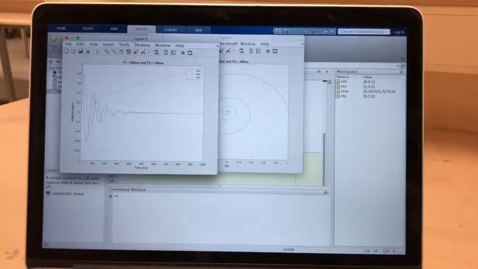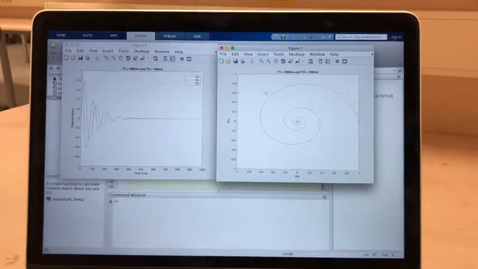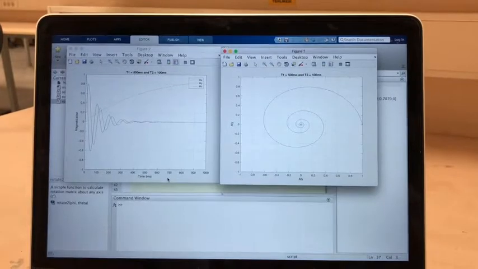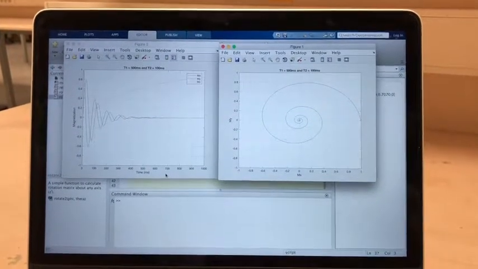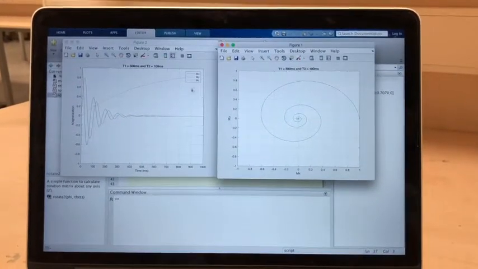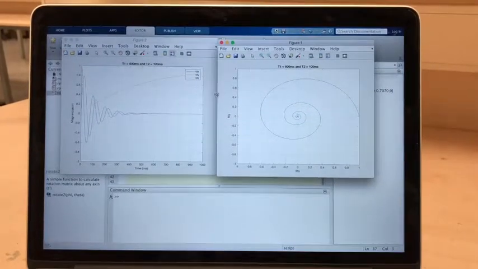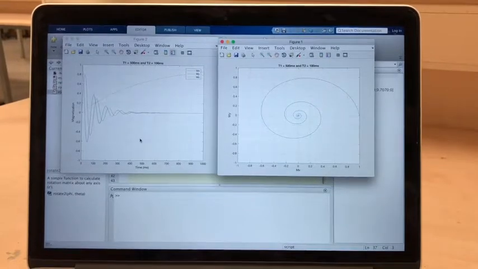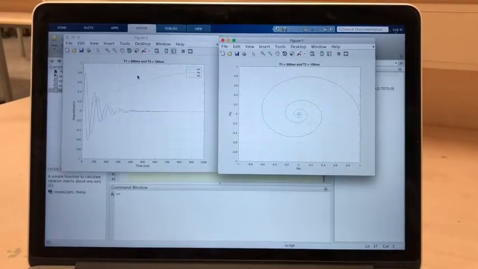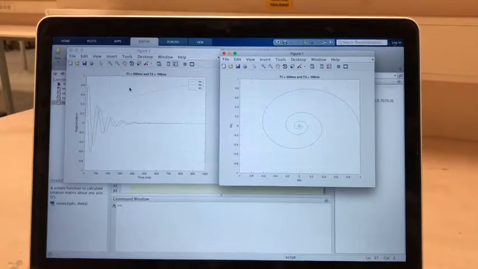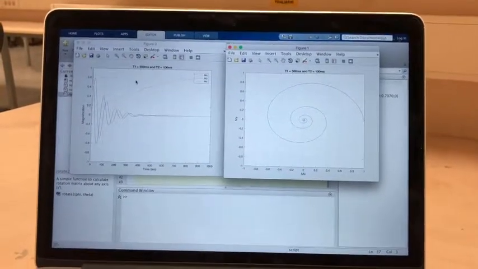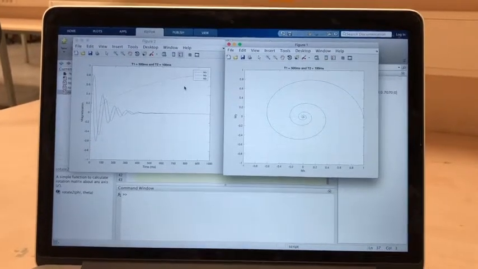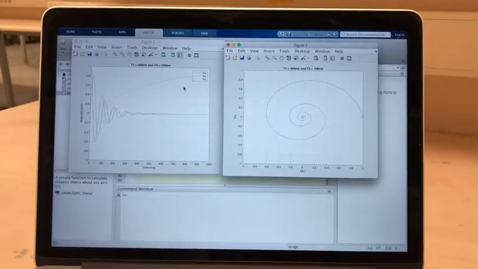You can see that we have two graphs, one on the left and one on the right. The graph on the left illustrates the components of the magnetization vector versus time: mx, my, and mz. The graph on the right illustrates mx versus my. On the left, you can see that mz is gradually increasing, while mx and my are gradually decreasing. And on the right, you can see the precession movement of the magnetization vector.